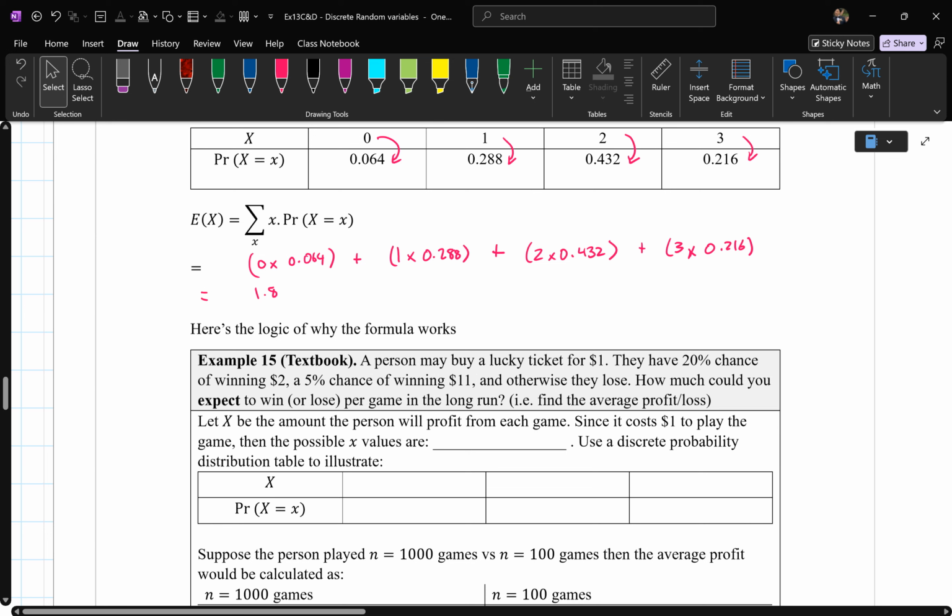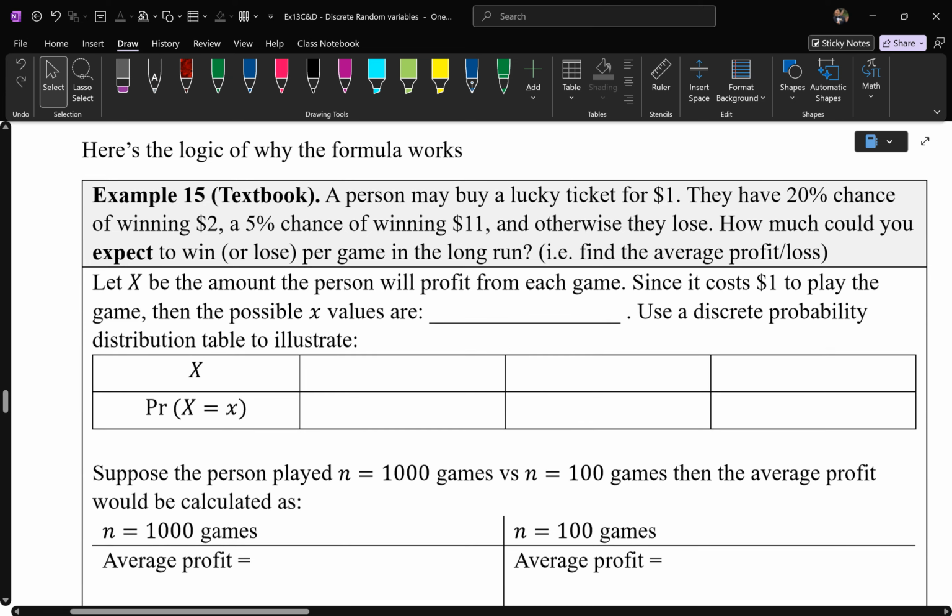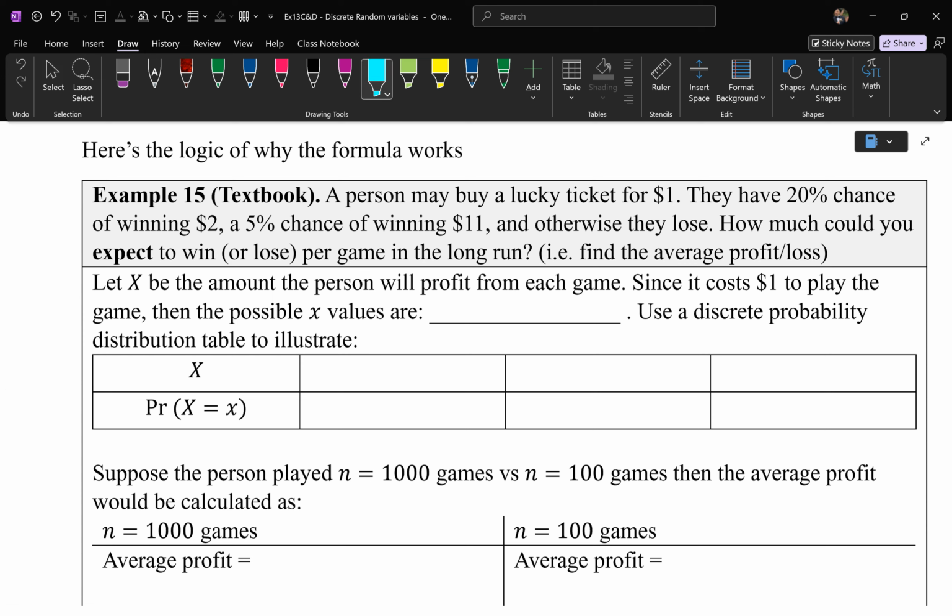So here's an example that sometimes your textbook will get you to do. I want you to read this example and see if you can fill out the distribution table. I'm going to try to give you hints, but you're going to have to figure out what the distribution is. So let's say you buy a lucky ticket for $1, and then they tell you there's a 20% chance of you winning $2. Then you have a 5% chance of winning $11. I'll do it color-coded. $2 is a 20% chance, and otherwise you lose.